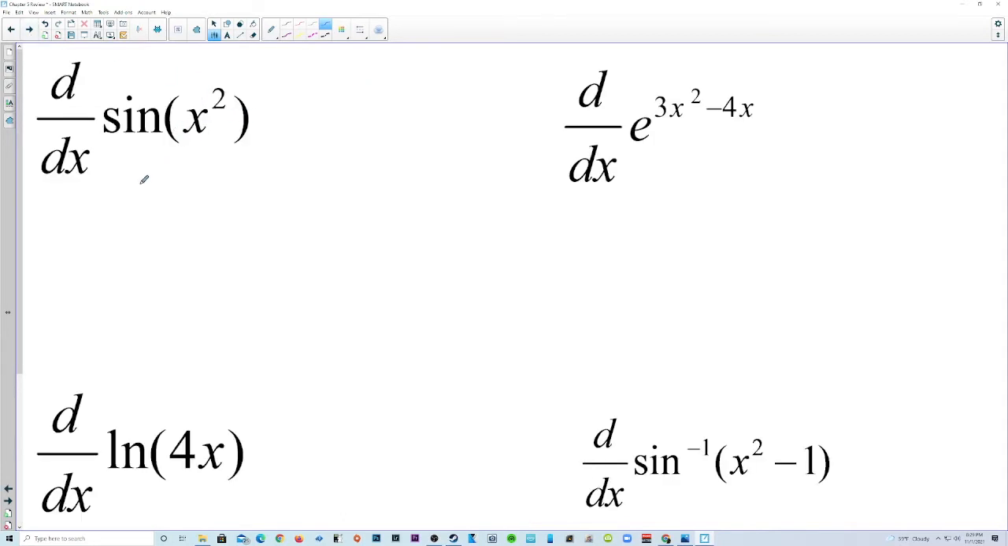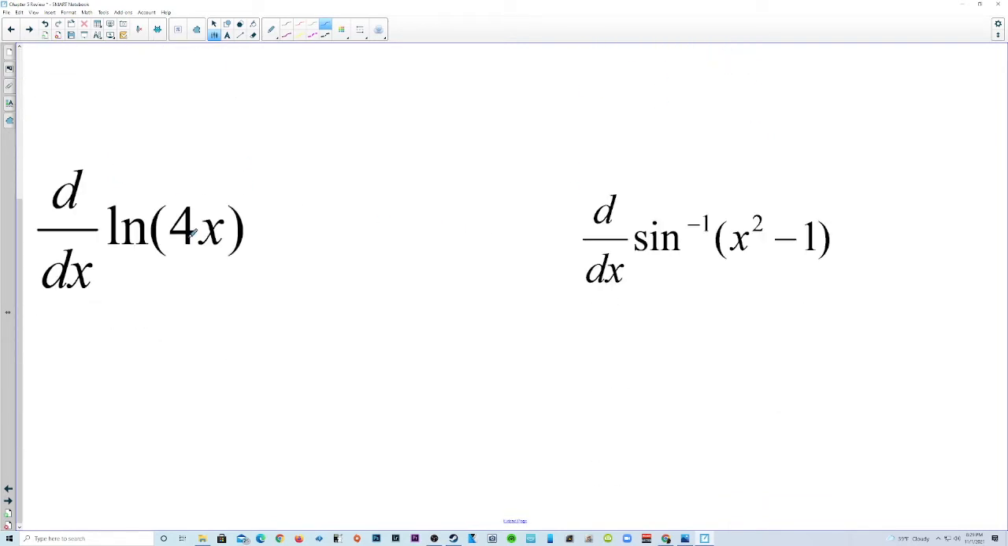Derivative of sine of x squared, that's 2x cosine of x squared. The derivative of this is e to the 3x squared minus 4x, but then times 6x minus 4, times the derivative of the inside. The derivative natural log of 4x is 1 over 4x, but then times the derivative of the inside would be 4. Those 4's would cancel, and it ends up being 1 over x.